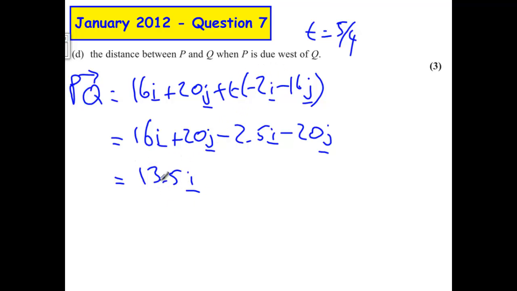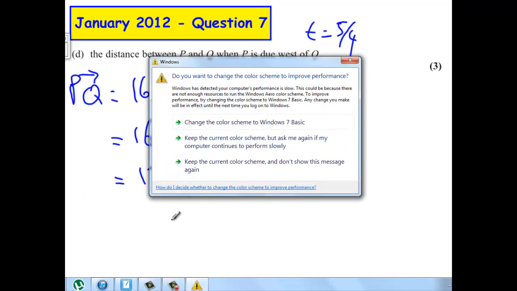Now this makes sense if you think about it. Because it's due west of Q, this vector will only involve an I component. There won't be any J component, because that would mean that it's slightly up or down, which means it's not due west. It has to be straight across for it to be due west. So if to get from P to Q you have to travel the vector 13.5I, that's just a vector in the I direction, which is travelling straight across, and it's of length 13.5.